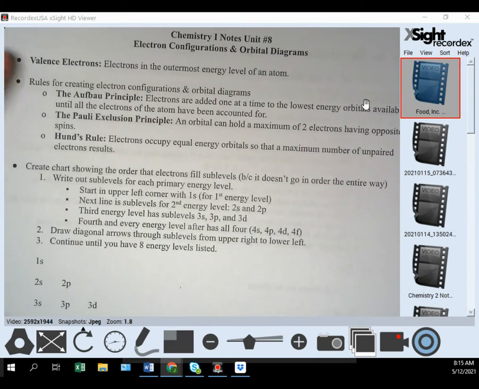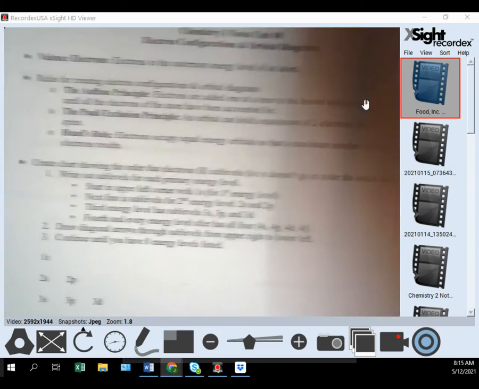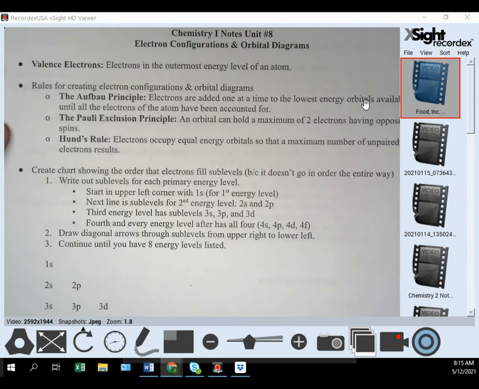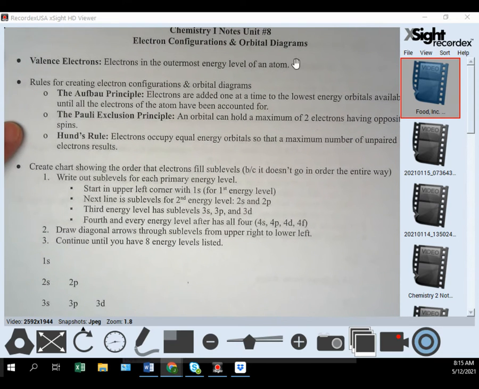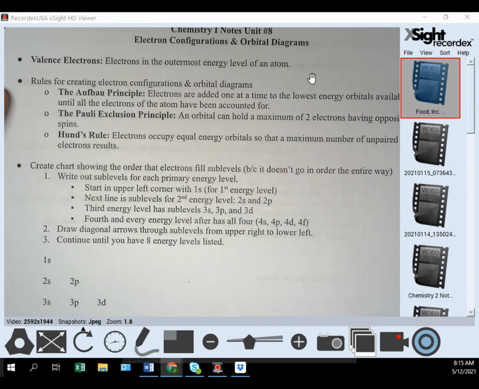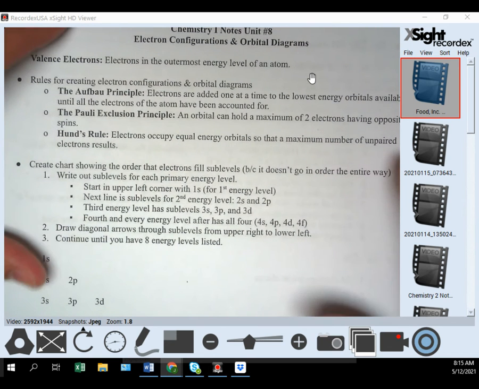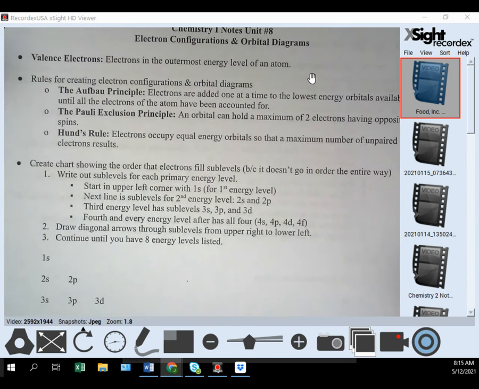We've got a definition of valence electrons, which hopefully you already know. Valence electrons are the outermost electrons, the electrons in the outermost energy level of an atom. So there are some rules that help us place electrons in this structure.